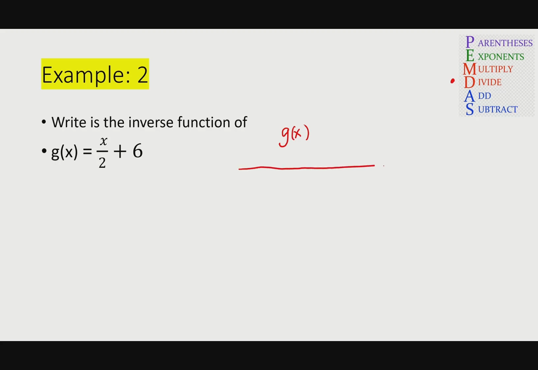I'm going to draw this line. What is our function doing? So first, if we were to plug in some value into x, we would first divide by 2. So we first divide by 2. And secondly, in our function, we would be adding 6. Alright, so we know what our function does. Now, how can we undo what our function just did? So I'm going to start with my notation for the inverse function.